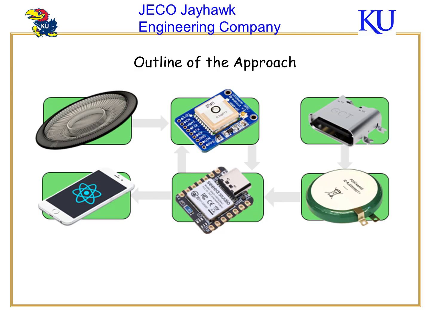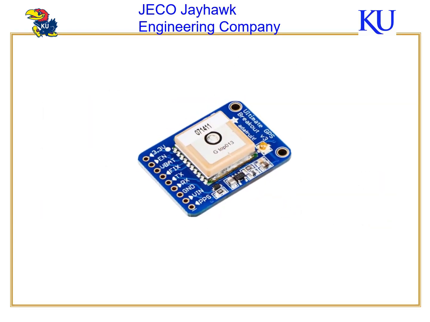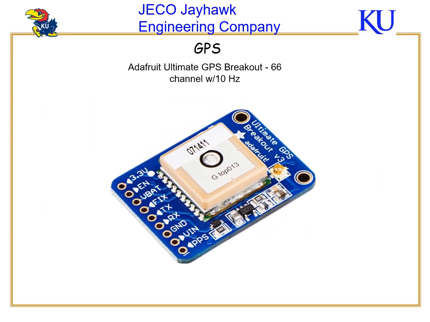So this is the block diagram of our project, and it allows you to see how each component interacts with each other and how it all comes together. Let's first begin by talking about our GPS. We chose the Aerotrace Ultimate GPS, and the main reason was its size and its capability of sending data to our MCU.